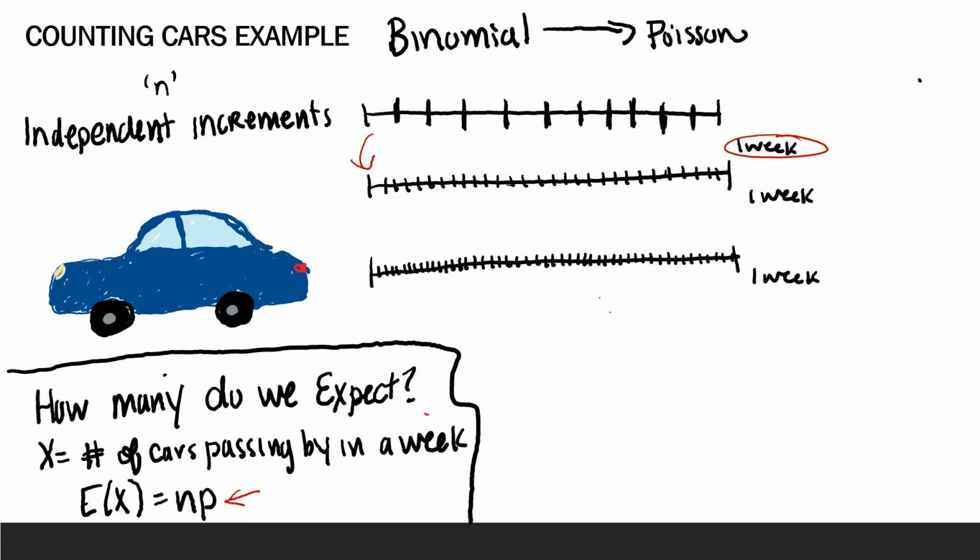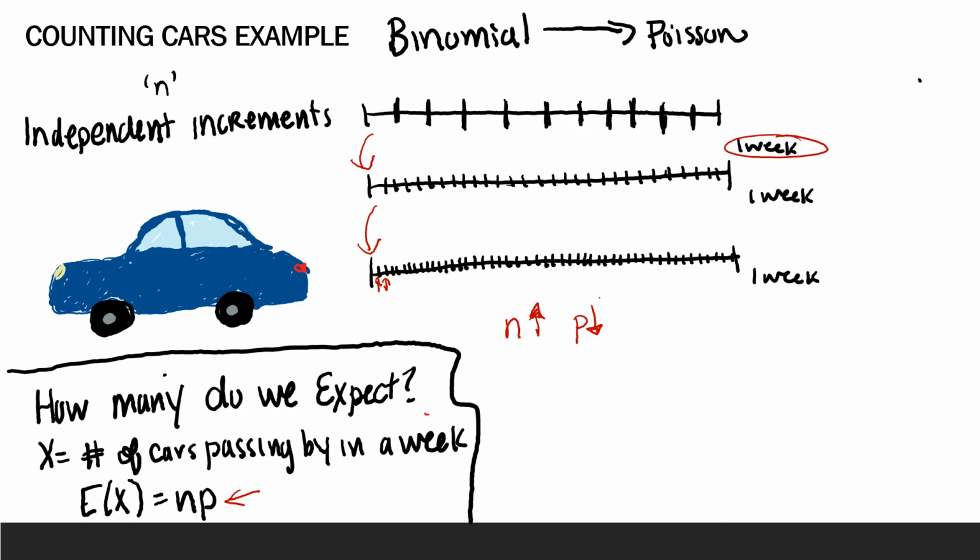In other words, we are divvying up the week into more and more subintervals or trials, and even smaller subintervals. So small, in fact, that the probability of one car passing by in any of these subintervals goes down as the number of subintervals goes up. So we can write this as n goes up, the probability of success, or in our case, the probability of a car actually passing by in one of these really tiny subintervals, goes down.